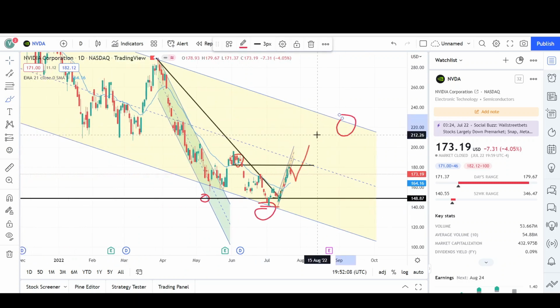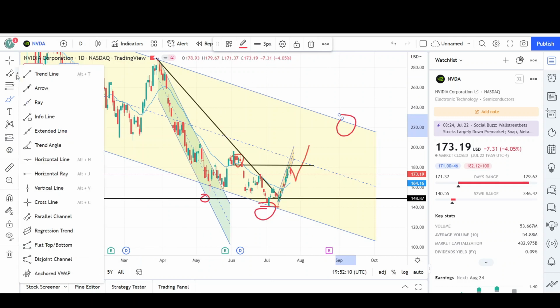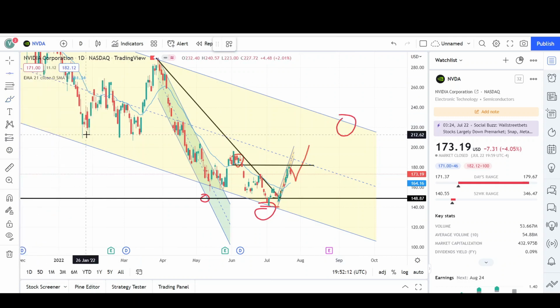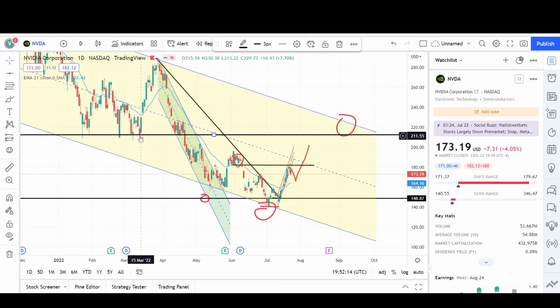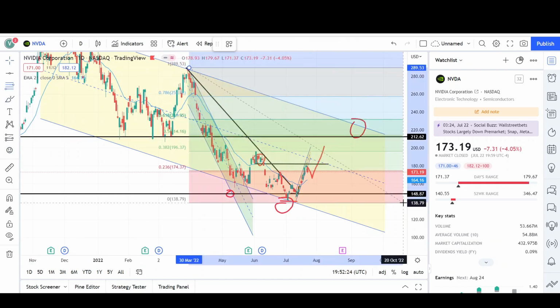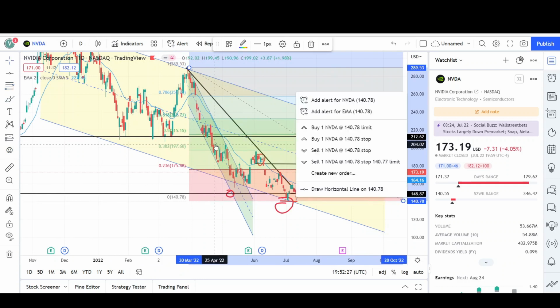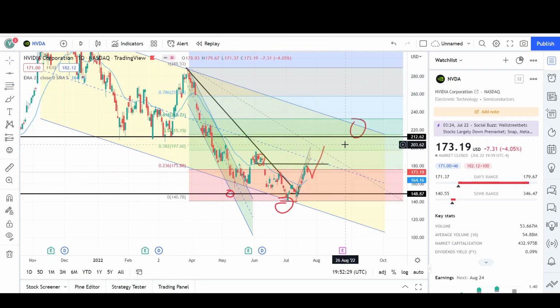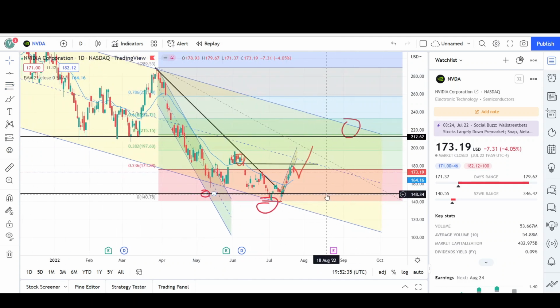So if we do see the pullback, we can reach the 212 level, mark it with the horizontal line. So we can come back to retest this breakout point. And if I do a Fibonacci retracement from the highs of March all the way down to the lows, if prices do pull back in this downtrend, we can reach that 50% retracement, and it's very close to, I guess, before this breakout point. So that's another confluence right there why we should continue higher.